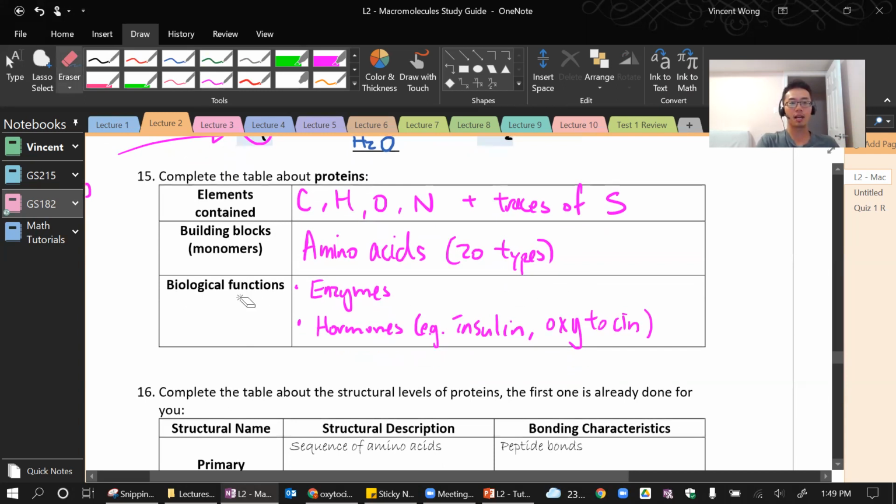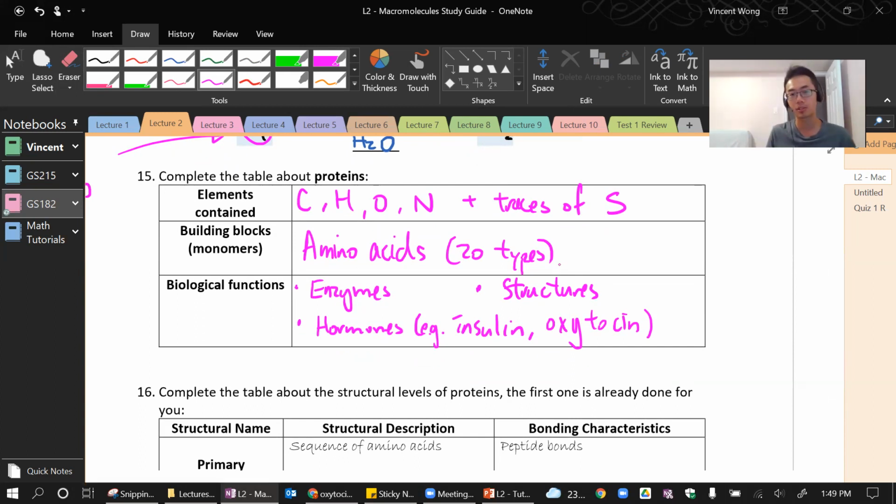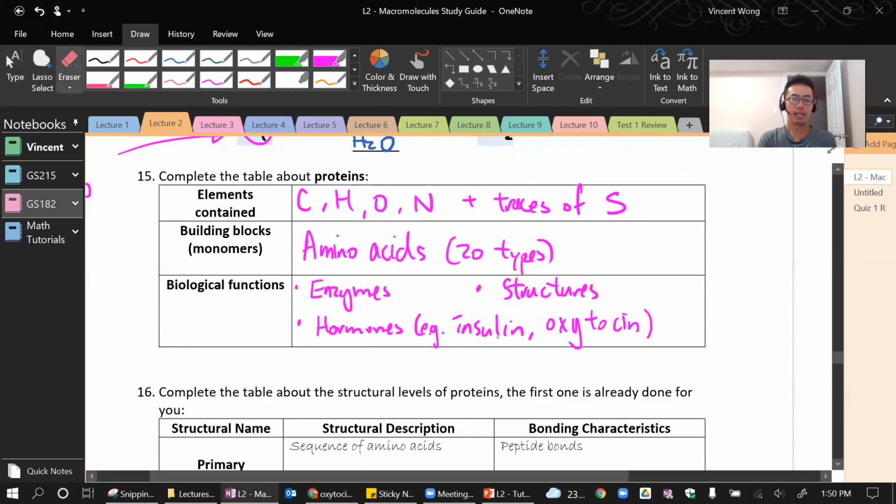What else do we use proteins for? Structure, right? Your muscle is actually made of proteins, myosin and actin, the two main proteins that make up your muscle. Your fingernails, your hair, all those things are proteins. We don't have horns, but cows and goats do, and those are also protein structures. So that's structure, and also fuel.